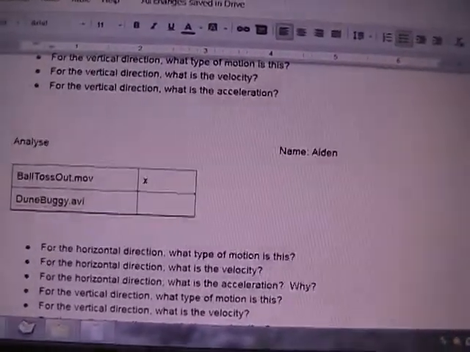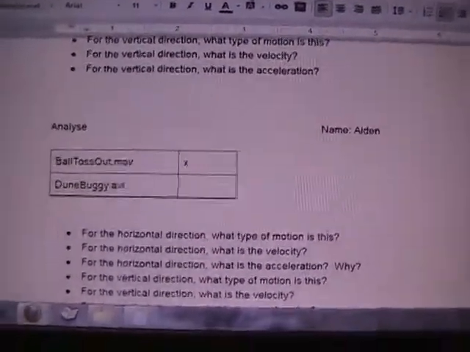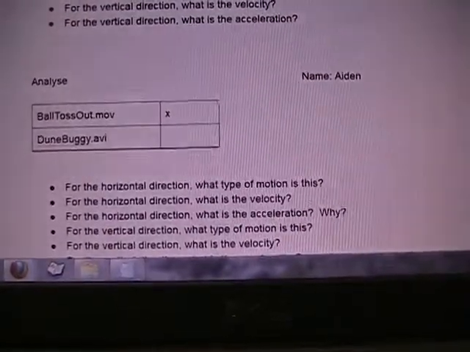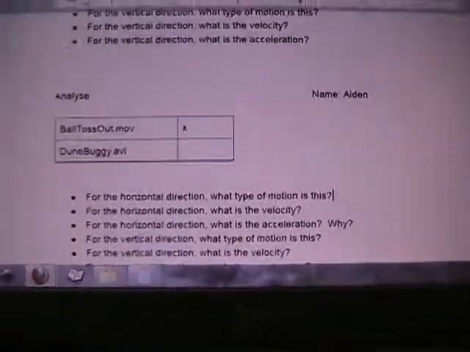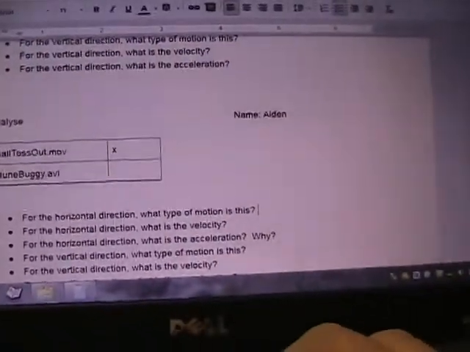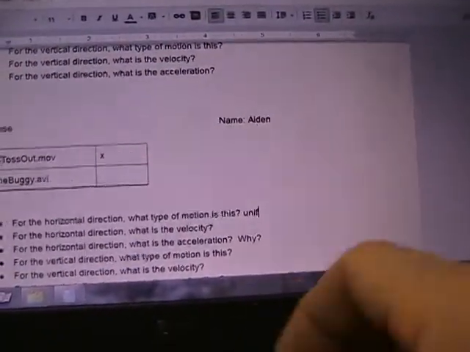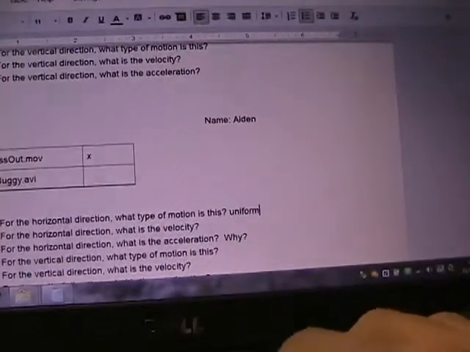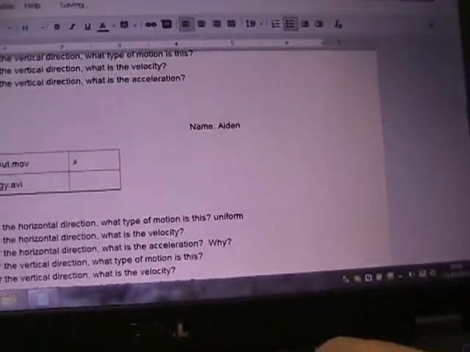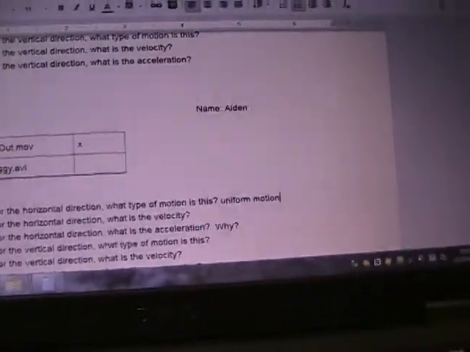What kind of motion is it that we call it in the x direction? The orange data, the x direction, horizontal? What type of motion is this? What do we call that? Uniform motion. Okay. What is the speed or the velocity in the x direction? 1.742 meters per second. Okay.